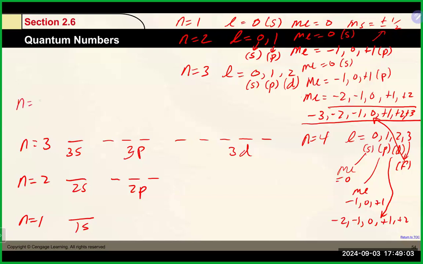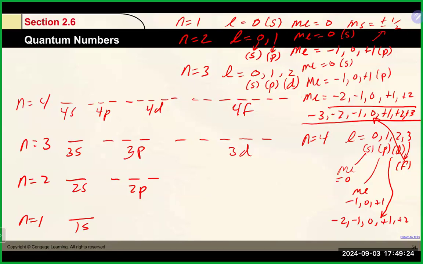So on our fourth energy level, we have 4s, 4p, 4d, and again here 1, 2, 3, 4, 5, 6, 7, and then we have our 4f. Any questions on that there?